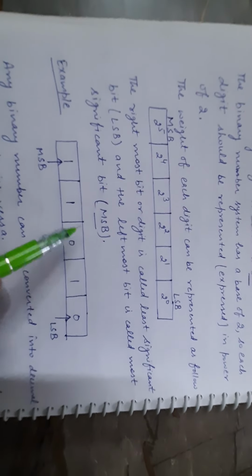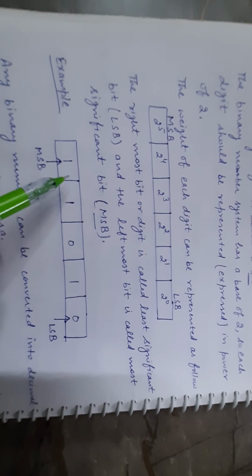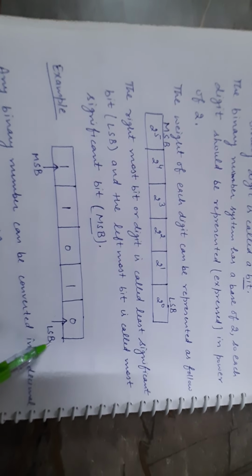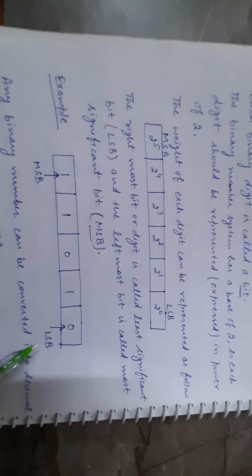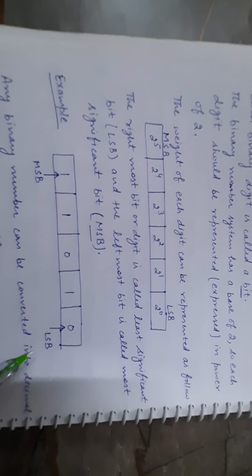So I have taken one example for the binary system. Suppose I have a number 11010. So this 0 is called LSB and this 1 is called MSB. Clear? So the left side digit is called MSB because it is the most significant bit, and the right digit is called LSB. This is called the least significant digit or bit.